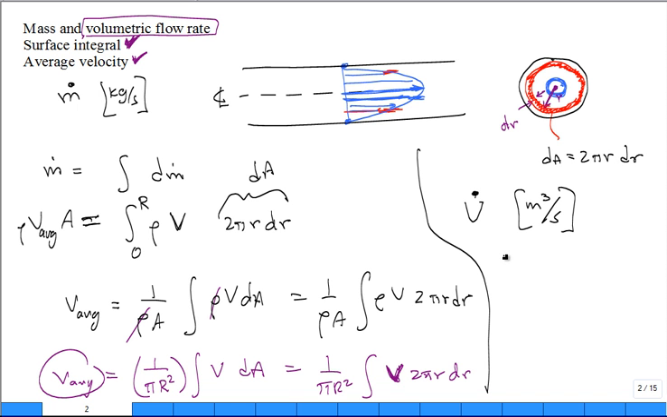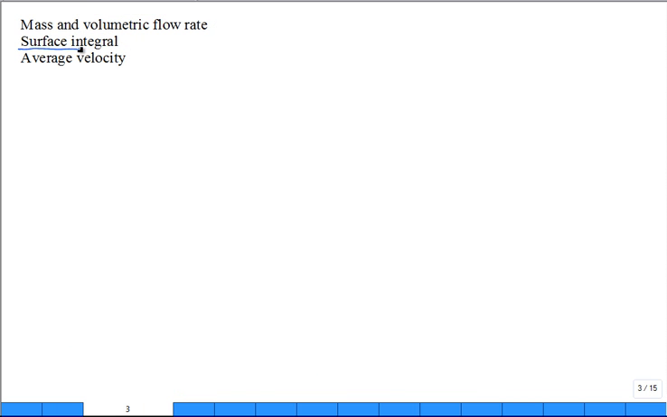Some books will use Q dot or Q, but then, hey, that's heat transfer, collision of symbols. I prefer just to say AV. The product of area and velocity gives me a volumetric flow rate. If you take the volumetric flow rate, AV, multiplied by rho, that's m dot, where it's implied. What is this V right here? The average V. Now we talk about surface integrals.